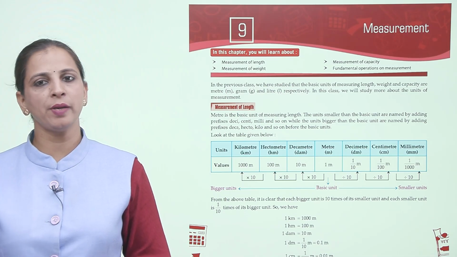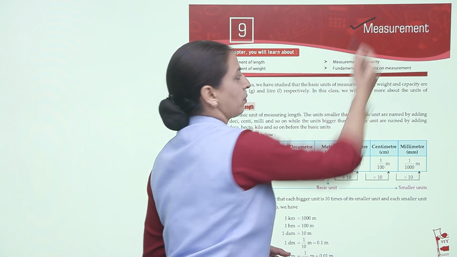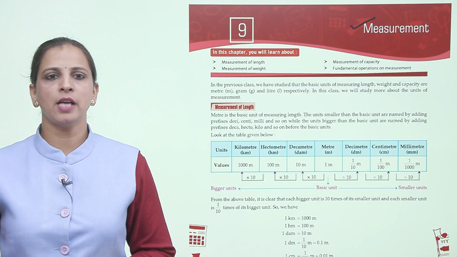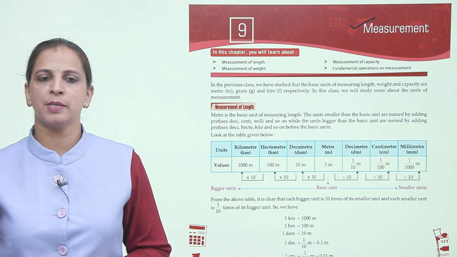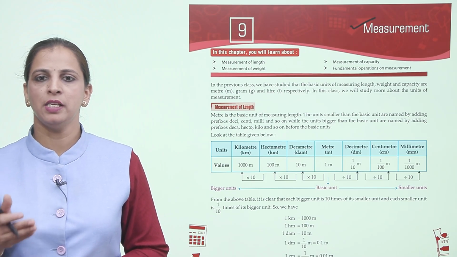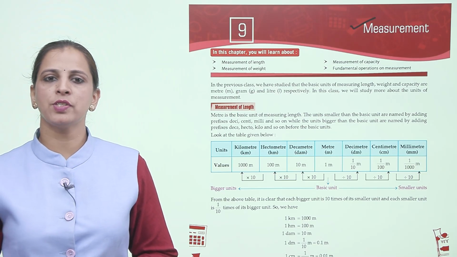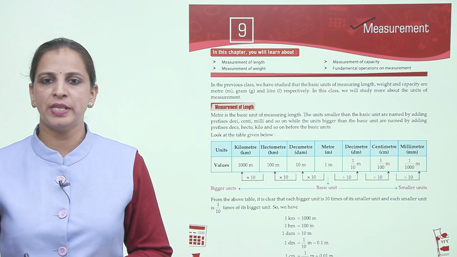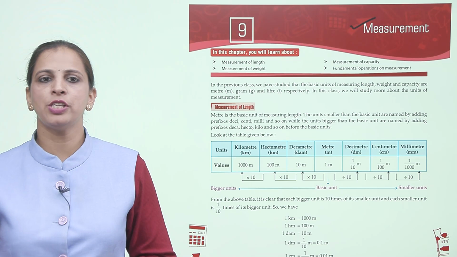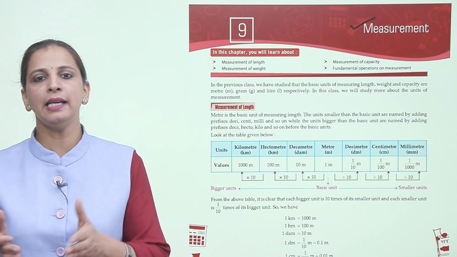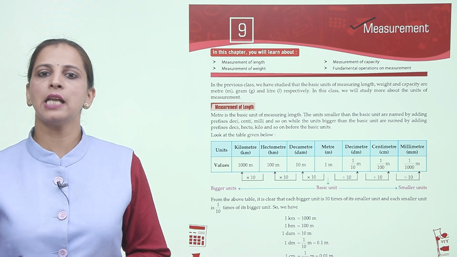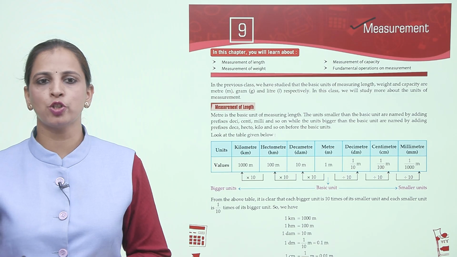Let's start today's topic, measurement. In this chapter you will learn about measurement of length, measurement of weight, measurement of capacity, fundamental operations on measurement. In the previous class we have studied that the basic units of measuring length, weight and capacity are meter, gram and liter respectively. In this class we will study more about the units of measurement.